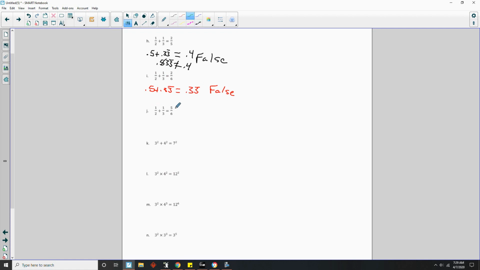1/2 plus 1/3 equals 5/6. Okay, well, in this case, I have a 2, a 3, and a 6. Let's just simplify or get common denominators. So this is going to be a 6 plus a 6 equals 5/6. This is a 2, so I have to multiply it by 3 to get this. So 3 times 1 is 3. This is a 3. I have to multiply it by 2 to make it a 6. 2 times 1 is 2. And 3 plus 2 is 5 over 6. That is true.